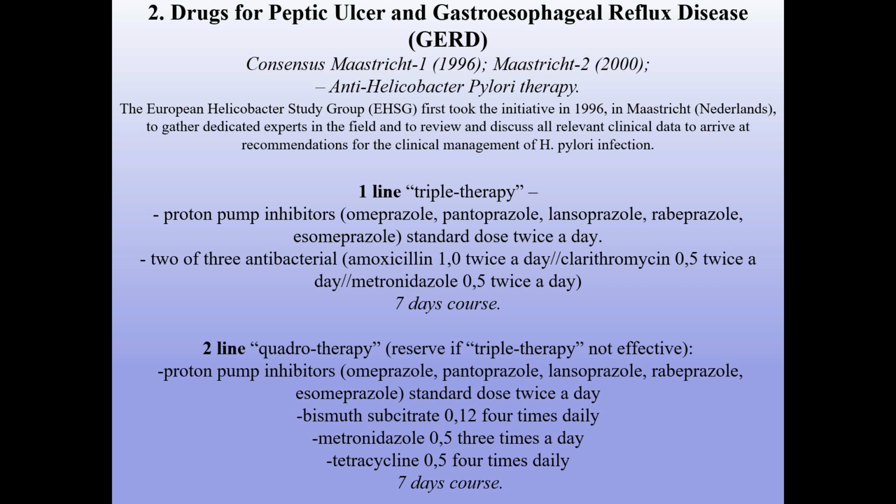Proton pump inhibitors, omeprazole, pantoprazole, lansoprazole, rabeprazole, esomeprazole, standard dose twice a day. And 2 of 3 antibacterials: amoxicillin 1.0 twice a day, clarithromycin 0.5 twice a day, metronidazole 0.5 twice a day. 7 days course. Second line, quadrotherapy, reserved if triple therapy is not effective.